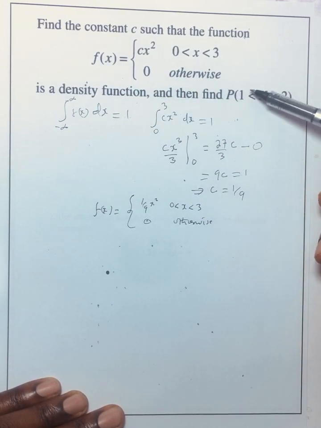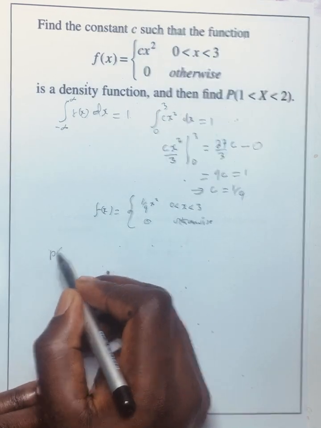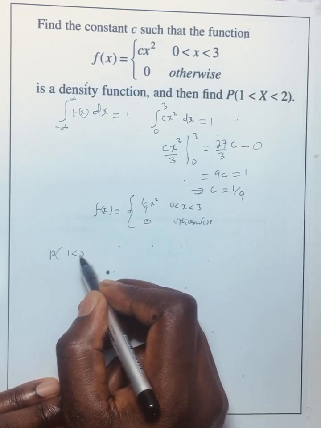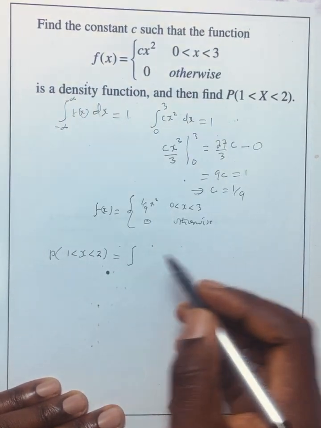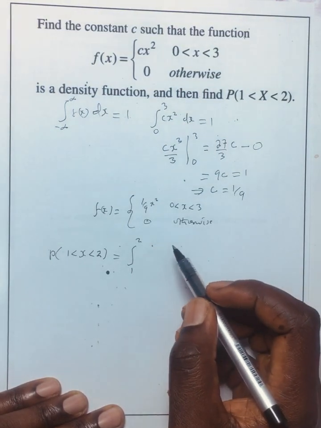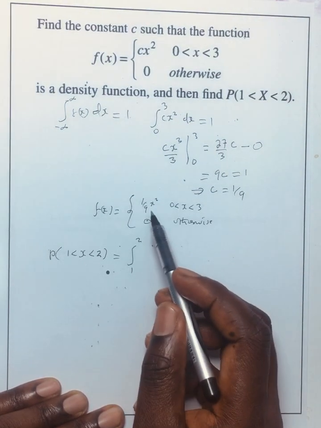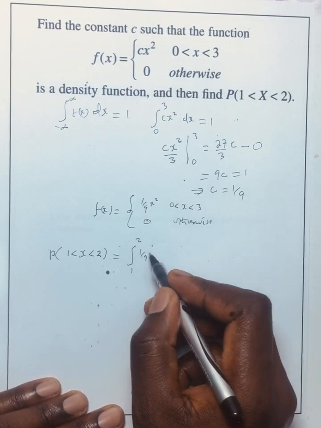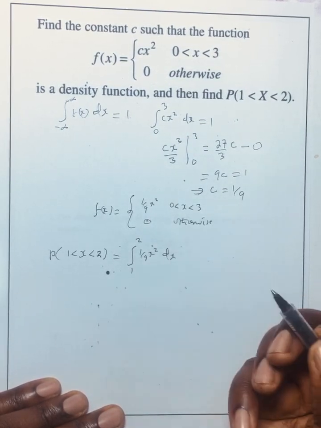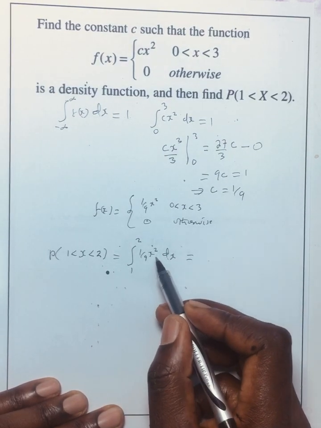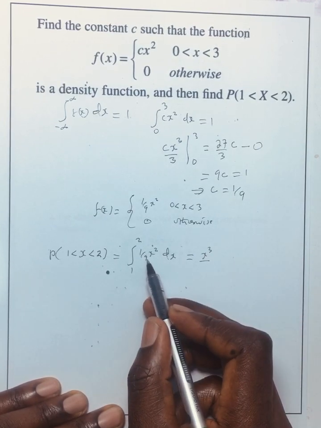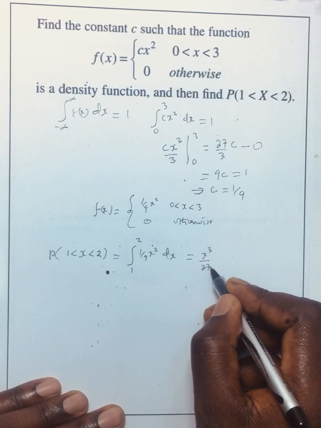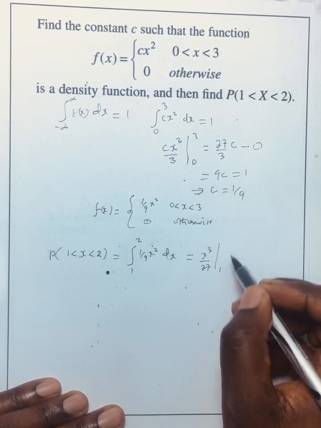So then find the probability that x ranges from 1 to 2. So we're just going to write that probability 1 less than x less than 2 is going to be, we integrate within that range 1 to 2, we integrate the f of x. So f of x is 1 over 9 x squared. So we integrate that with respect to x. So if we integrate this, we're going to have x cubed over 3 times 9, that is 27. Then the range is 1 to 2.